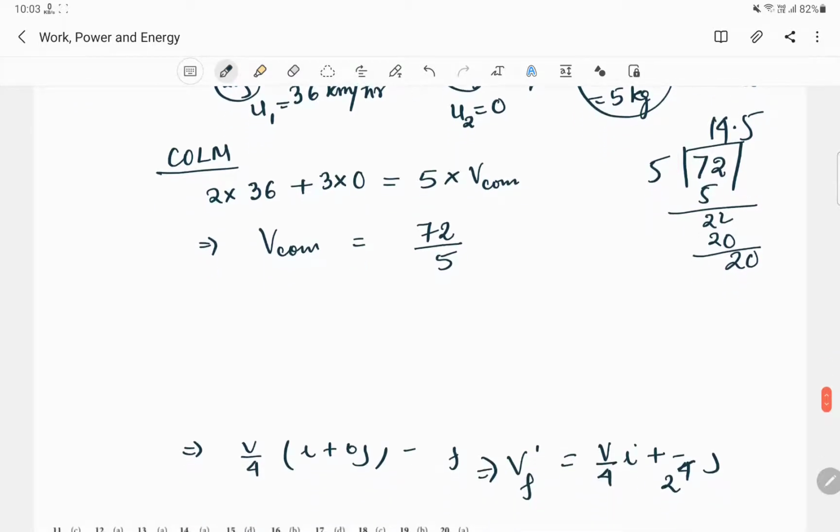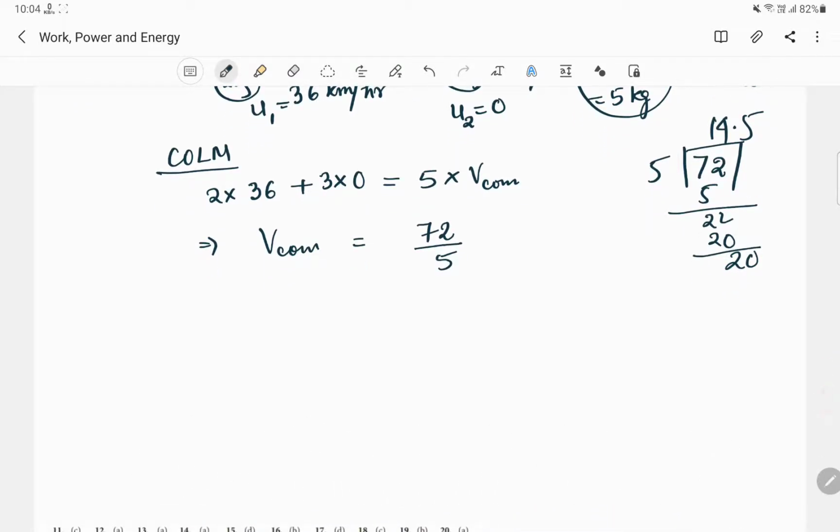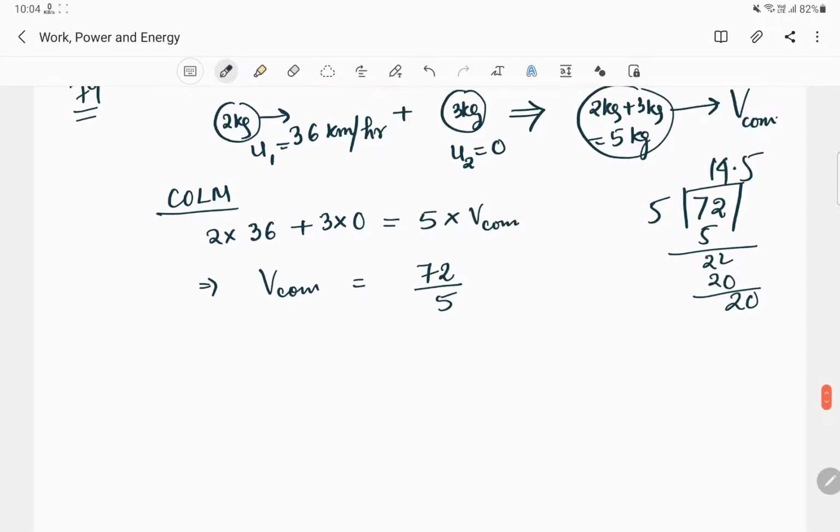What is the final velocity of the combined object? The final velocity of the combined object is 72 divided by 5, and we are being asked to find the change in kinetic energy or loss in the kinetic energy. Initially, which object will possess the kinetic energy? Kinetic energy will be possessed only by the first particle. So kinetic energy initial will be half into m. What is the mass of the first particle? It is 2 into, what about its velocity? It will be 36 into 36.